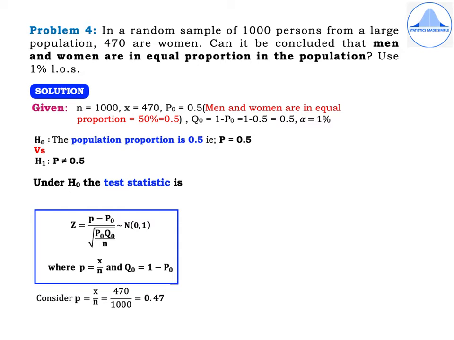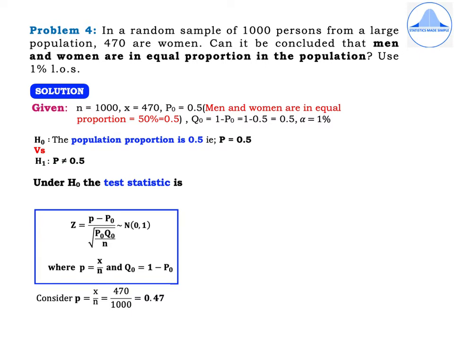So under solution, under given part, you have to list down all the values, and for P naught, I have given the explanation within brackets and highlighted in red color. That is because men and women are in equal proportion. So 50% is nothing but 0.5. Next, write H naught. So the population proportion is 0.5. That is P is equal to 0.5 versus H1, P is not equal to 0.5. Again, in this problem, words like increase, decrease, above, below are not used. So the alternative will be two-tailed.